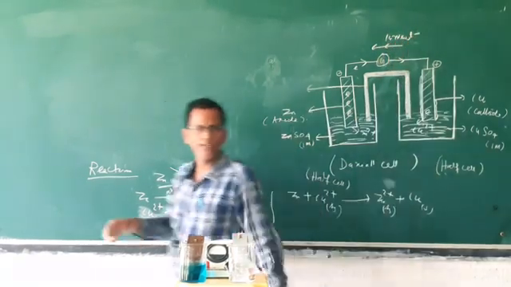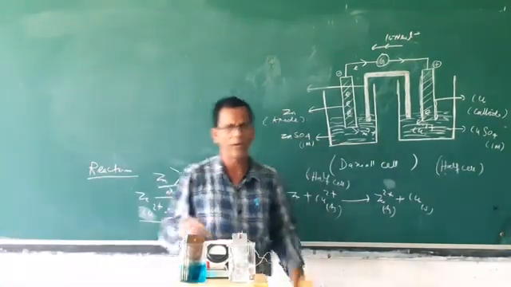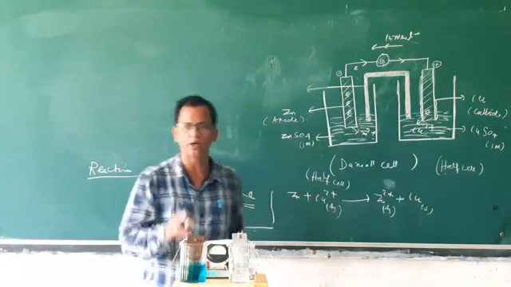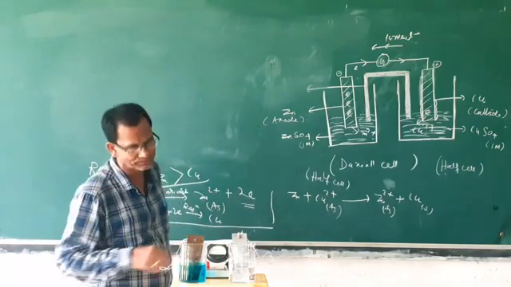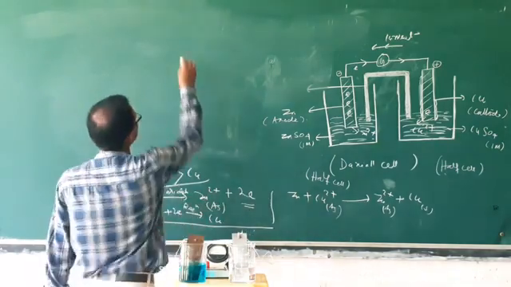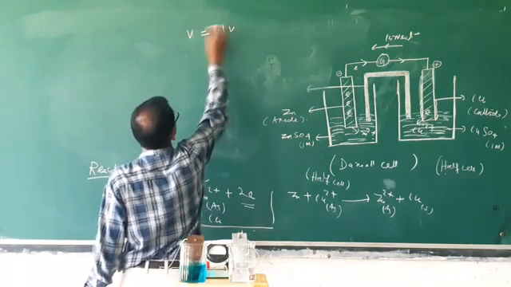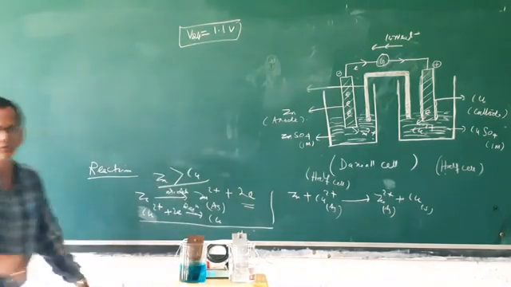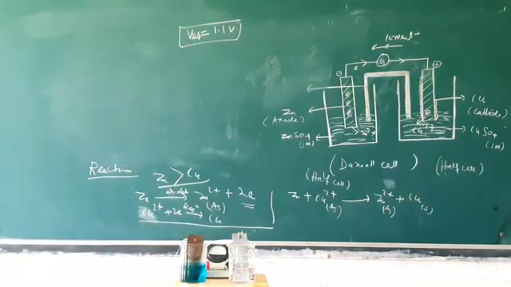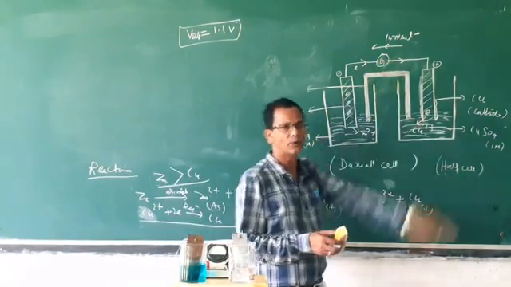But the voltage produced by this type of arrangement, having 1 molar concentration of copper sulfate and 1 molar concentration of zinc sulfate, is measured. If you take that, the voltage will be 1.1 volt. How much voltage will be obtained? 1.1 volt is generally obtained from this cell.